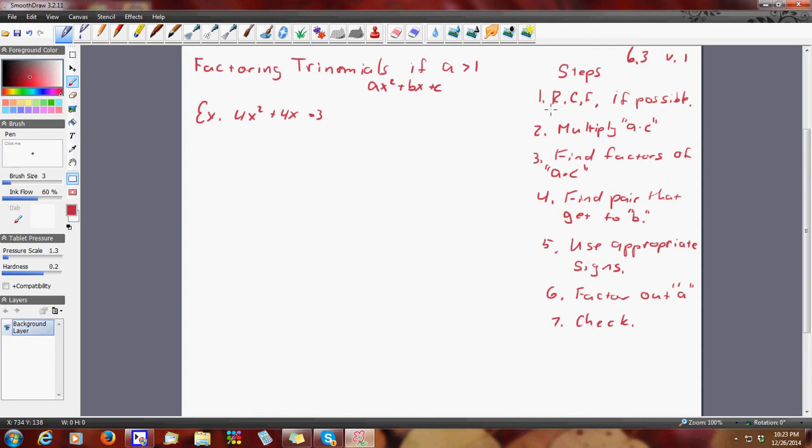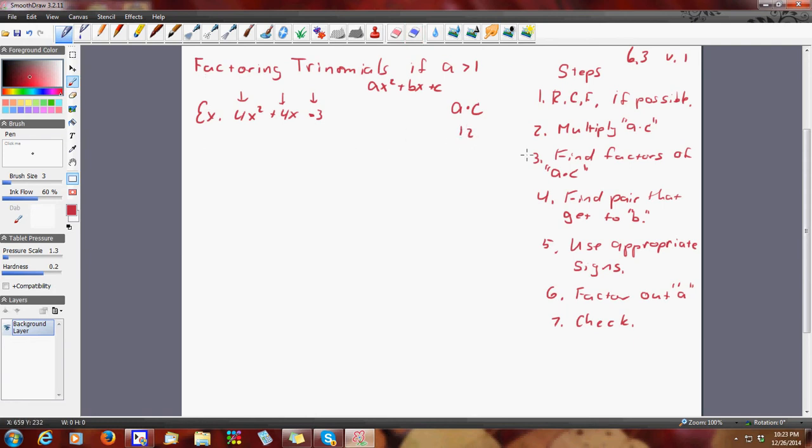First thing I do is I remove common factors if possible. And in this example, there are no common factors. So I then take a look at my values. My A value is 4, my B value is 4, and my C value is -3. I multiply A times C. And so I get my A there, my B there, and my C here. And so the product of A times C is -12. At this point in time, I don't really care about the sign.